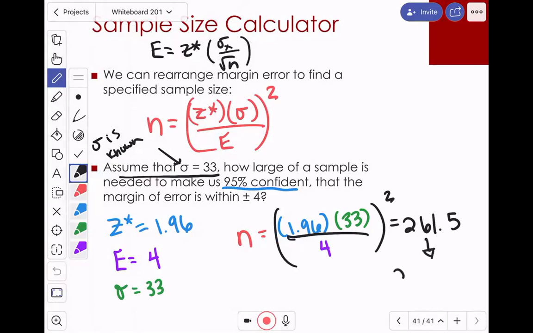Round up, yep, always go up. You always go up regardless of what the number is. It could be 261.1. You go up to 262 because you want to be within. In order to be within, you have to be larger. But you always go up on these, all right?